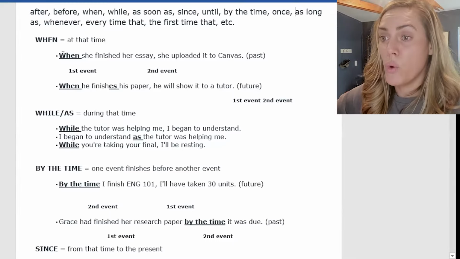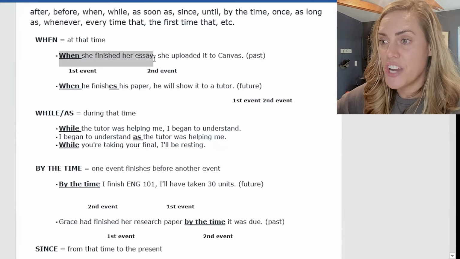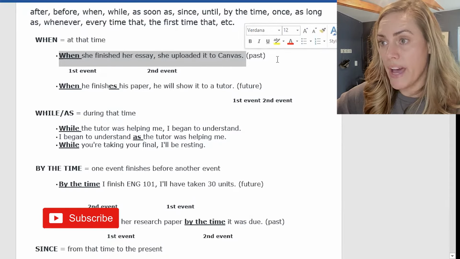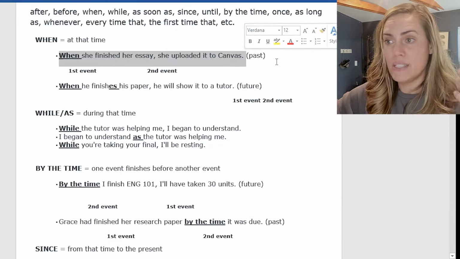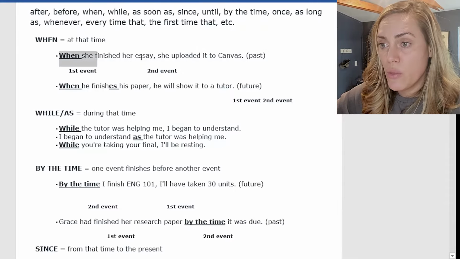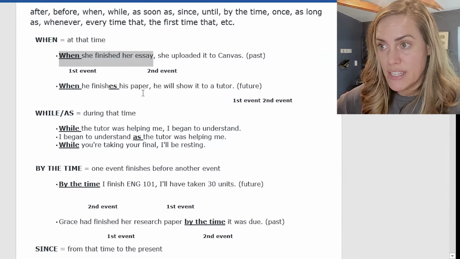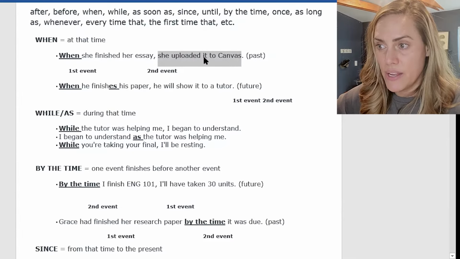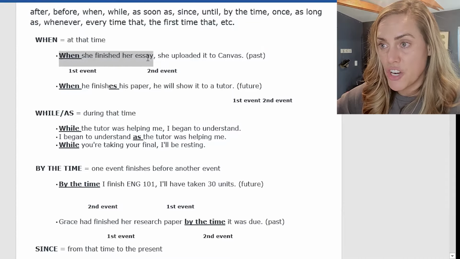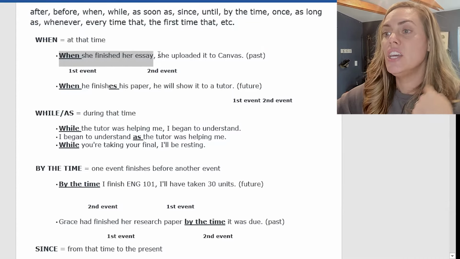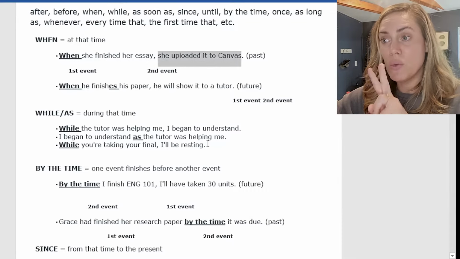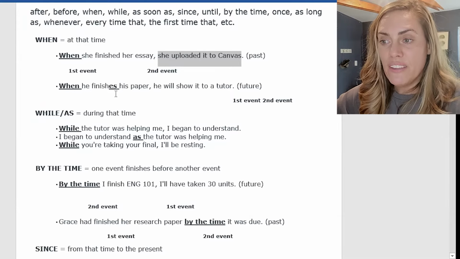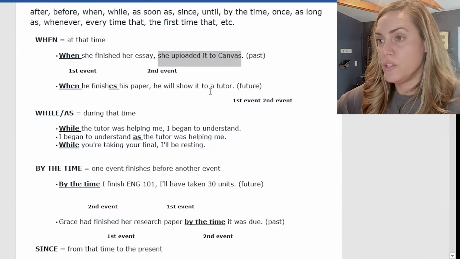So here's an example with the word when. When she finished her essay, she uploaded it to Canvas. So this sentence is all in the past. You can use adverb clauses in the past, present, future. We can see with the when clause, it's dependent, it's not complete. So the second clause has a comma before it. That's the independent clause. So when she finished her essay, which was the first thing she did, she uploaded it to Canvas. That was the second thing that she did, okay? Here's another example with when. When he finishes his paper, he will show it to a tutor.